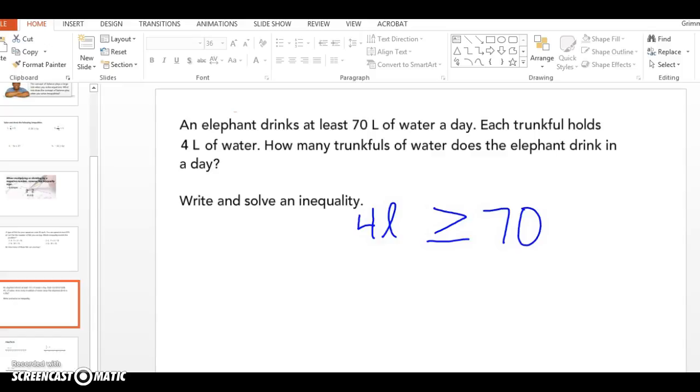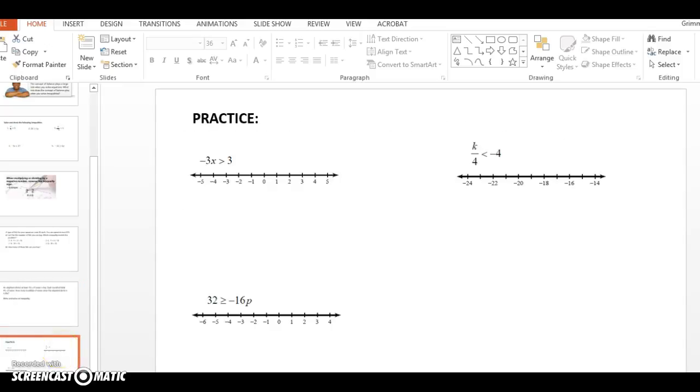All right. Last thing I want you guys to do then is I want to make sure that you're still good on the graphing and solving. So go ahead and work this last slide as practice.